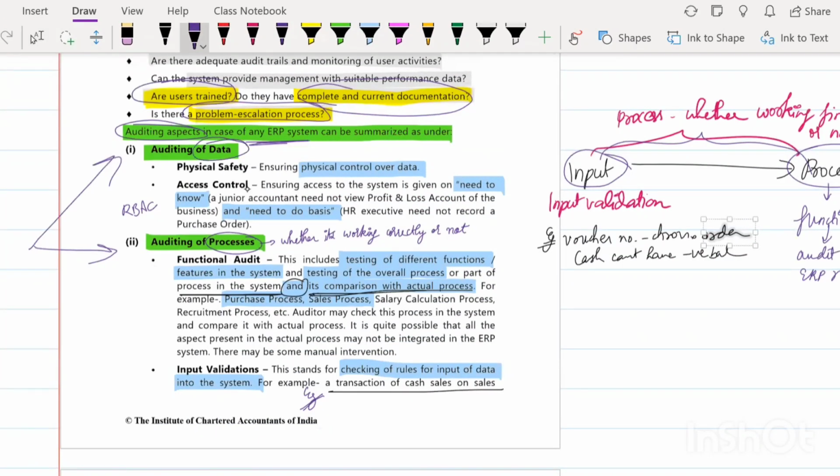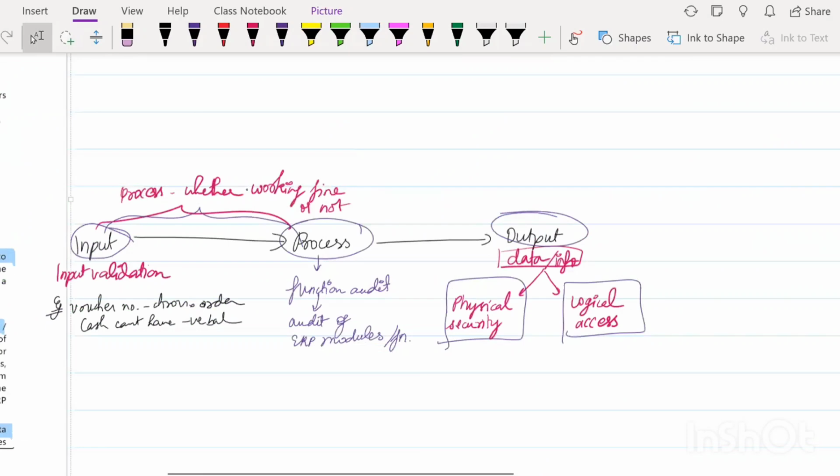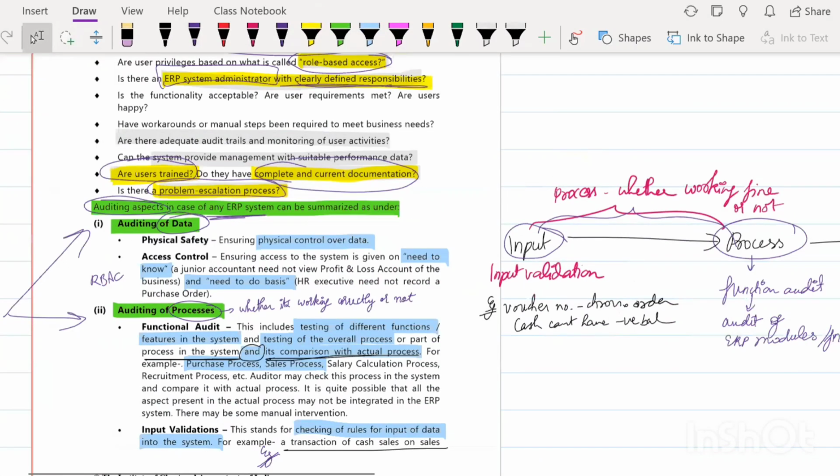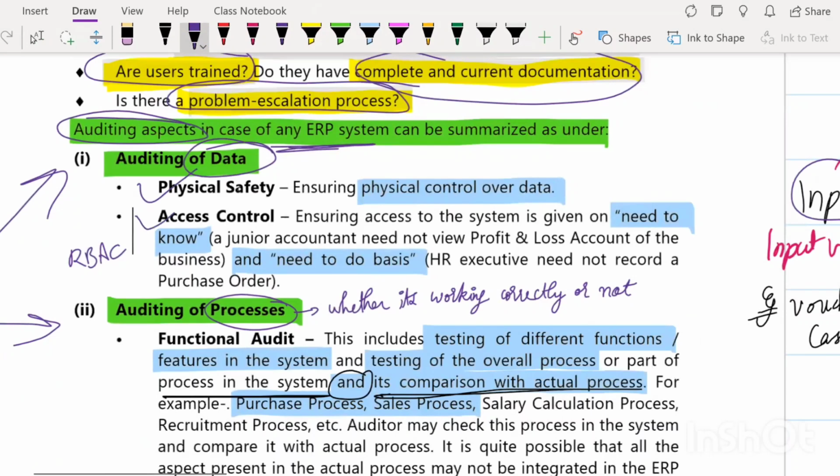Now I told you that auditing of an ERP system has two aspects. One is auditing of the data. Next is auditing of the process. First, when you see auditing of data, here you have two aspects. One is physical safety, and the other is access control. You have to check whether you have physical control over the data or not. And in terms of access control, you have to check whether there is role-based access control related to that data, or whether everybody is able to view the end result. No, it should not be like that. It should be based on your roles. So when you audit the data, look for two aspects. One is whether physical safety is there or not. Second is whether the access control is proper or not.